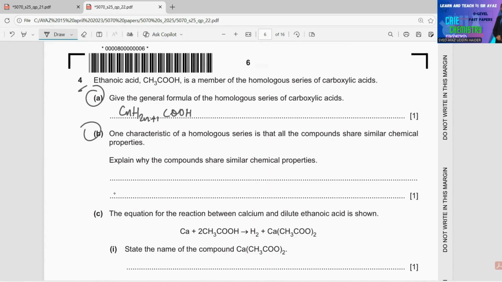Part B. One characteristic of a homologous series is that all the compounds share similar chemical properties. Explain why the compounds share similar chemical properties. Because they all have the same functional group. You know that the functional group governs the chemical properties of the compound. So yes, they have the same functional group.